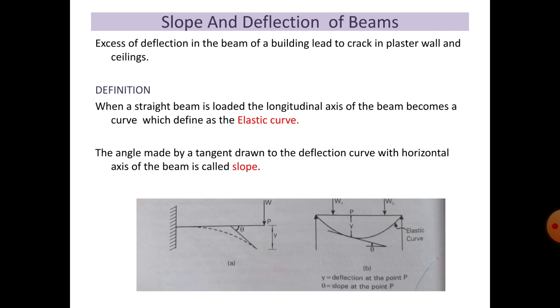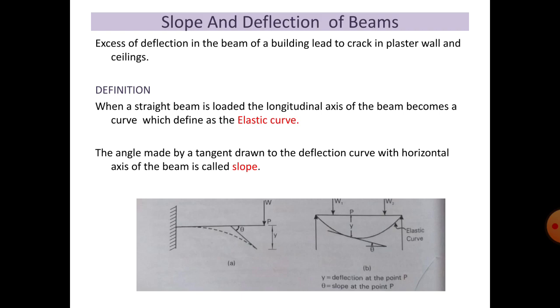When you apply the load and there is a curve, that curve is called the elastic curve, right? The angle made by the tangent drawn to the deflection curve with the horizontal axis of the beam is called slope. This is also important because we want to find by what degree this deflection is occurring. So to calculate the degree, we have to find out the slope of that curve.